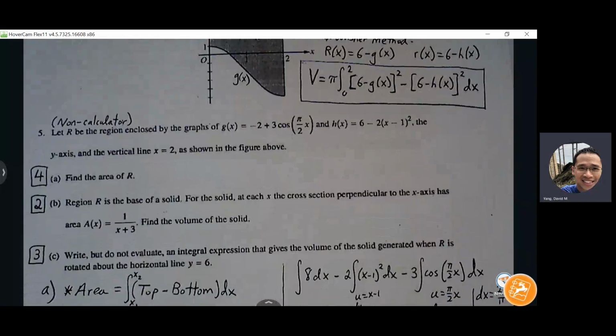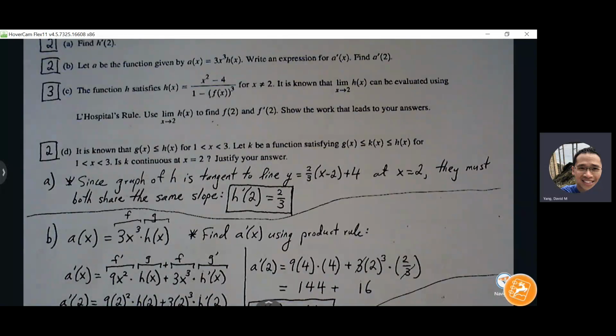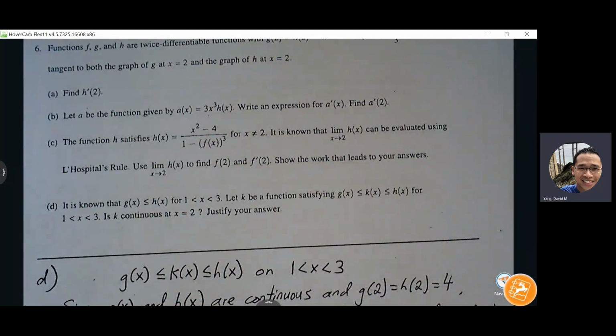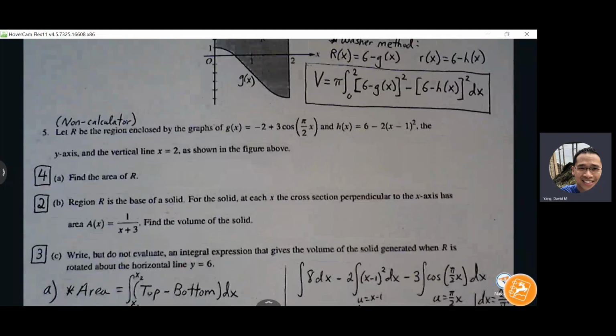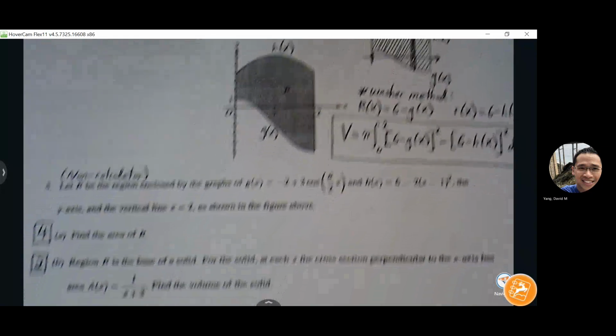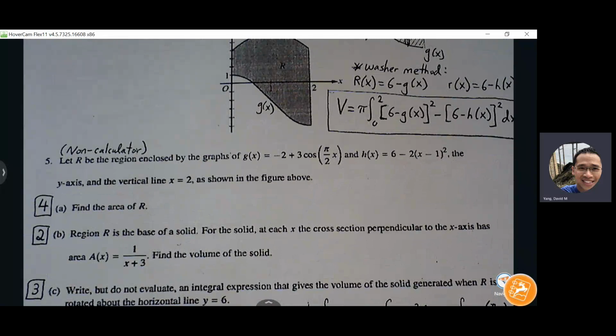Okay, let's do one more, number 5. I feel like number 6 is pretty straightforward. I think you guys can work through that. But I think I want to go with number 5. I want to make sure I can go through a full problem involving area and volume. And again, keep in mind, non-calculator.